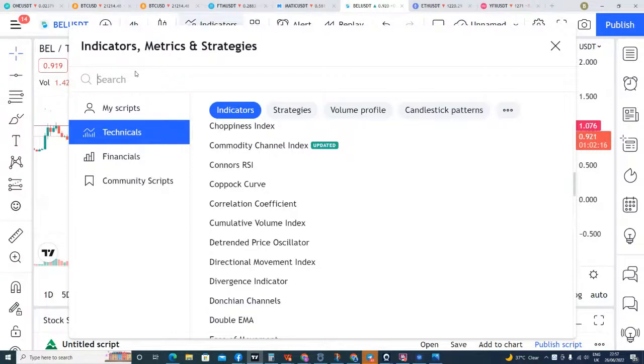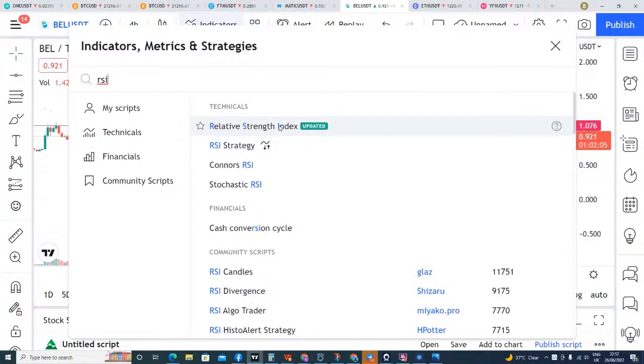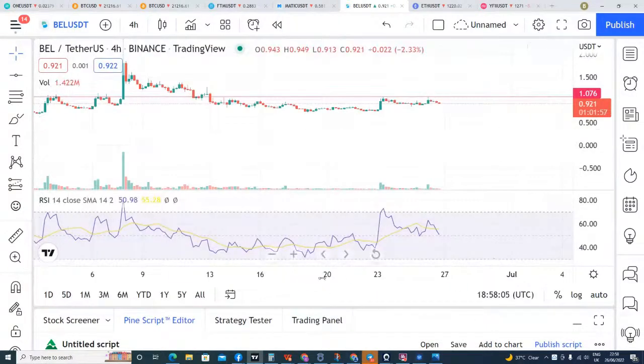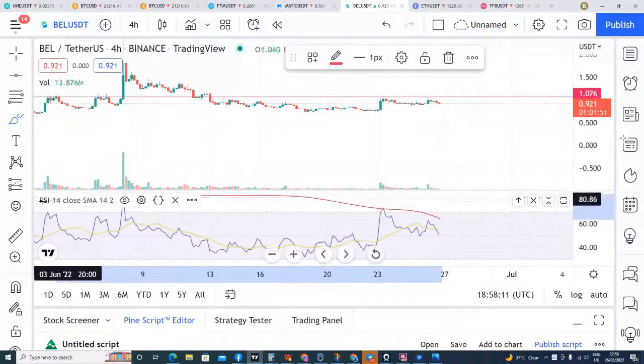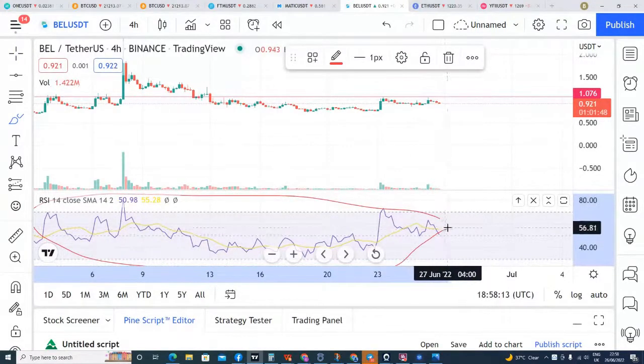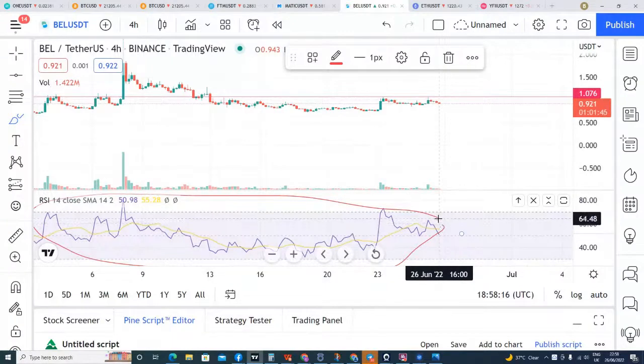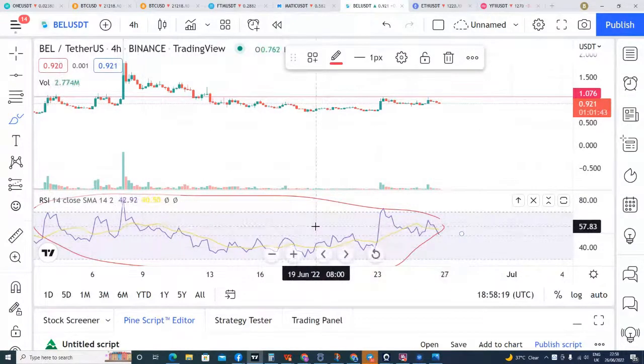Now, let's type stochastic oscillators. There are many of them. So let's type RSI. Once you type RSI, you will see it here: Relative Strength Index. You click on it, and this is it right here at the bottom. This one here is known as RSI, and it helps you to know when an asset has gone oversold and when an asset has gone overbought.